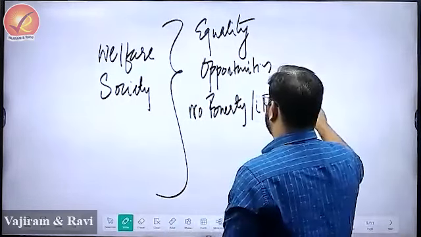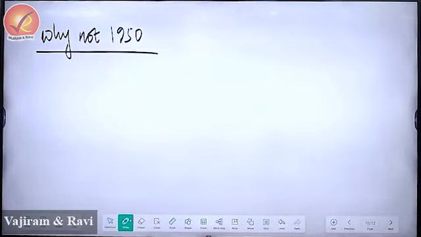Suppose that term was not written. Suppose liberty was not written in the preamble. Does that mean we do not have liberty in India? We have it. In Article 19, Clause 1, it clearly talks about our liberty. It is only symbolic that things which were important were written in the preamble.